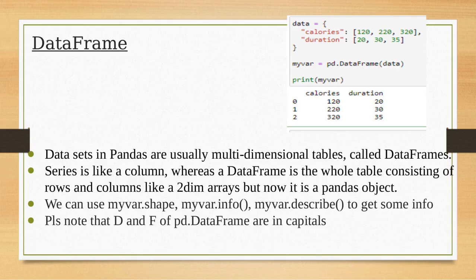Once a data frame is created, there are several useful functions that help us explore the data. Printing the data frame variable, such as myvar, displays the entire table. myvar.info() provides information about the data frame, including the number of rows, columns, data types, and memory usage. myvar.describe() generates descriptive statistics, such as count, mean, minimum, maximum, and standard deviation for numerical columns. These functions are commonly used as the first step in every data analysis project to understand the dataset before performing cleaning or visualization. One important point to remember is that DataFrame is case sensitive. The letters D and F of the DataFrame function must always be capital letters.